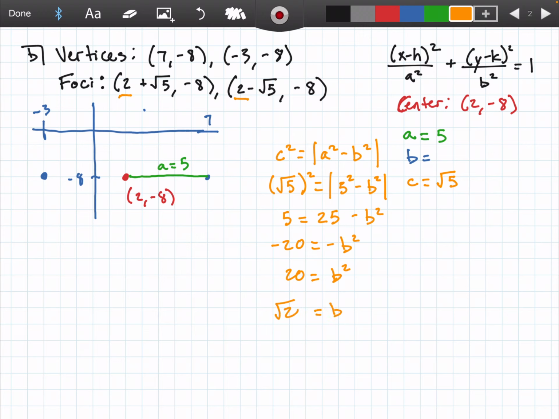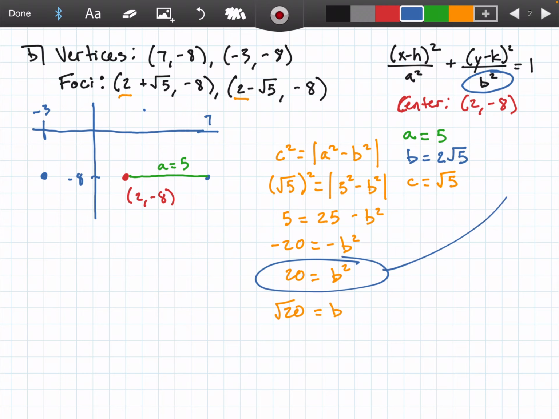So I get B as the square root of 20, but I want you to notice that for B, we actually only need B squared for this equation. So great, B is the square root of 20. That reduces to 2 square root of 5. But honestly, once you get here, just go ahead and plug it right in.